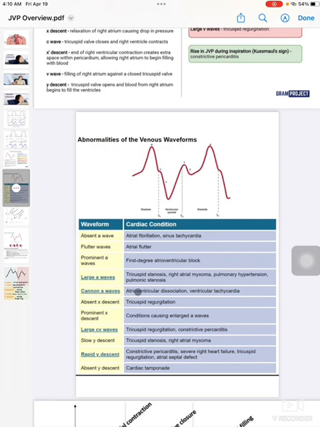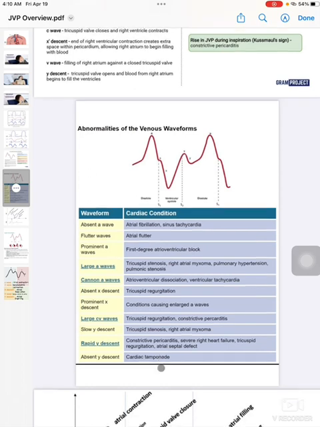Cannon waves are found in atrioventricular dissociation and ventricular tachycardia. Absent X descents are found in severe tricuspid regurgitation. Prominent X descents are found in conditions causing large A waves. Large C waves are formed in case of tricuspid regurgitation and constrictive pericarditis. Slow Y descents are found in case of tricuspid stenosis and right atrial myxoma. Rapid Y descents are found in constrictive pericarditis, severe right heart failure, tricuspid regurgitation, and atrial septal defects. Absent Y descents are found in case of cardiac tamponade.